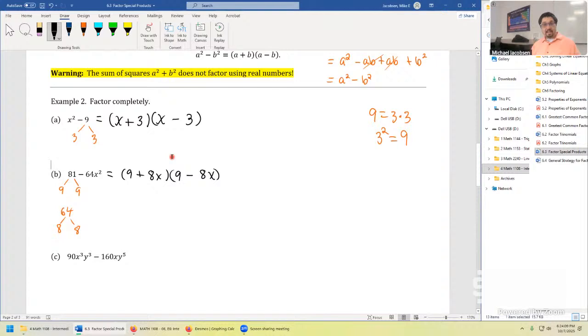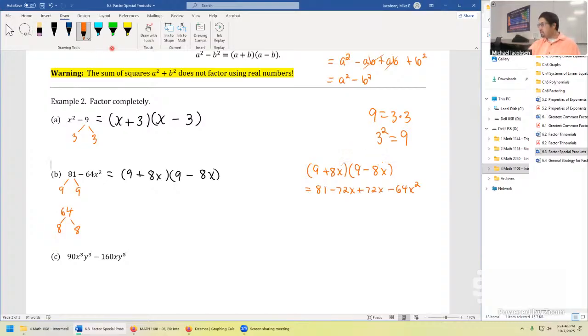Again, we don't even have to check these out by FOILing. It wouldn't hurt if we did. If we FOILed this out, it'd be 9 plus 8x times 9 minus 8x. That sign change is the key thing about it. 9 times 9 here would give us the 81. 9 times -8x would give us -72x. Then the other half of our check, we would multiply here to here, giving us positive 72x. Here to here, that's going to be -64x squared when we multiply those together.